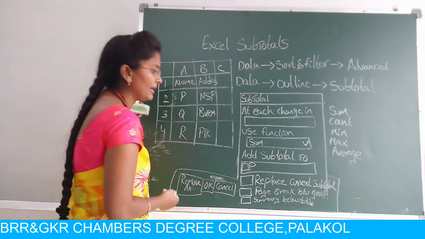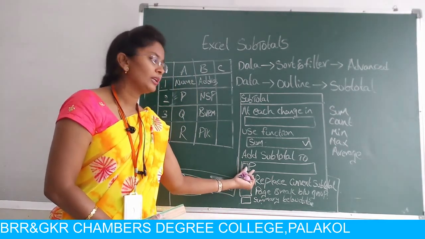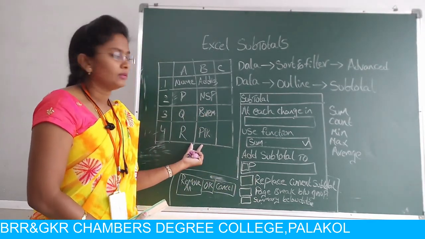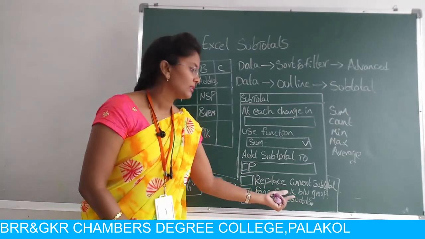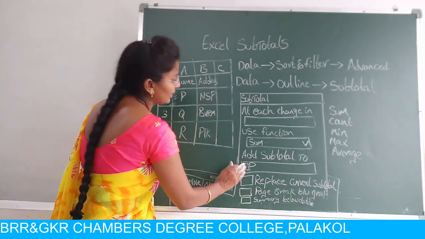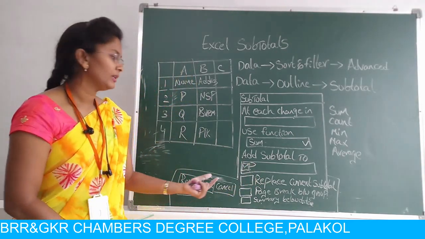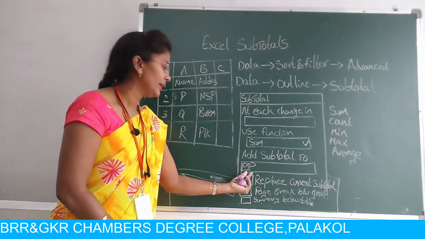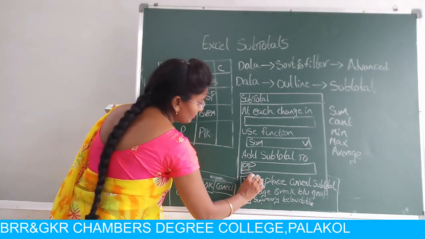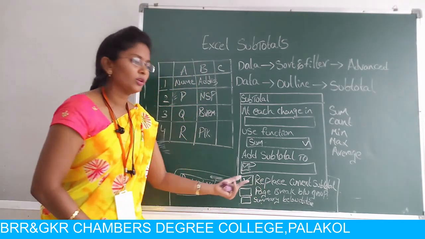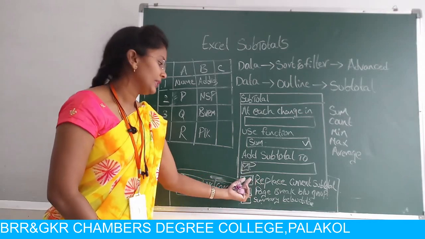If you want to add some other data, first of all click on this checkbox and then the data will be added to this Excel sheet. If you want to replace the current subtotal, that means this is the subtotal I am entering for P. If you want to replace this with another letter, you can replace it. For that option you have to click on this checkbox. Then automatically the current subtotal will be replaced with another one.